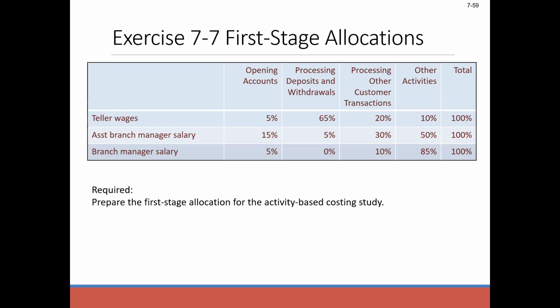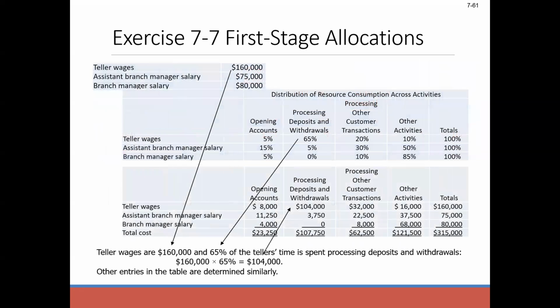Our job here is to prepare the first stage allocation for the activity-based costing study. So you see here, if teller wages are $160,000 and 65% of the wages are going to processing deposits and withdrawals, then that amount is $104,000. You see how they determined that? So this is the process of allocating the various costs to the activity pools.